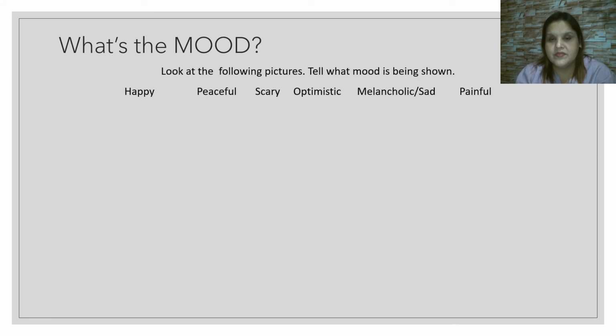Let's have the last example. I am going to show you some pictures and you tell me what is the mood. You're going to look at the following pictures, then tell what mood is being shown. Is it happy? Is it peaceful? Scary? Optimistic? Optimistic means being positive. Melancholic or sad or painful.